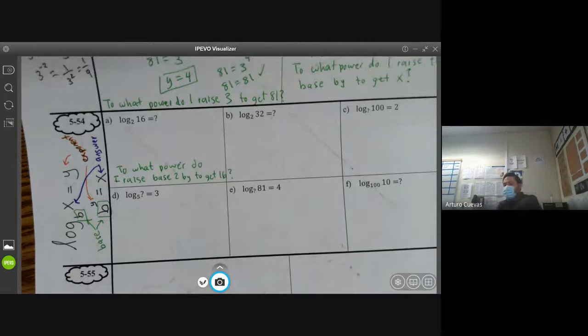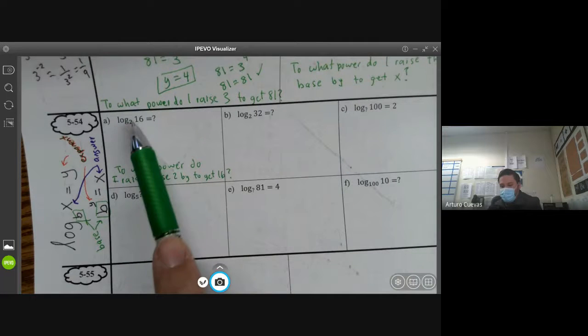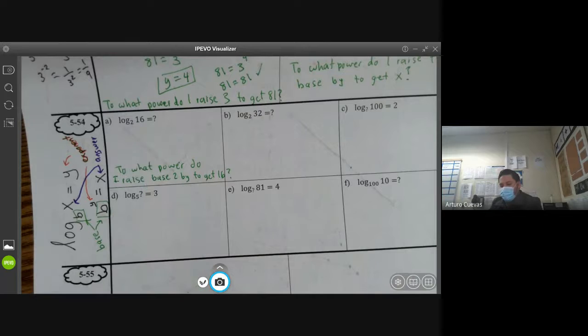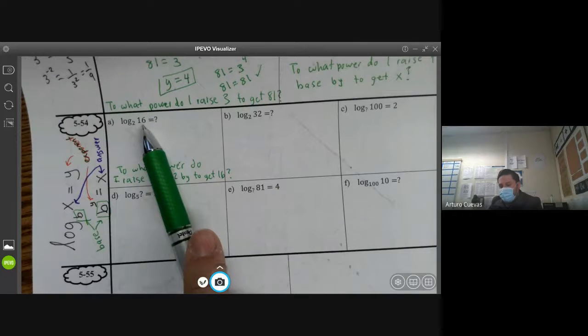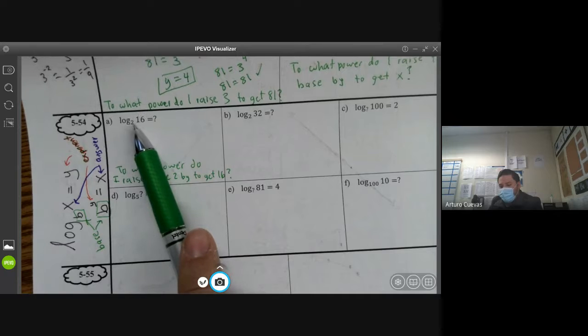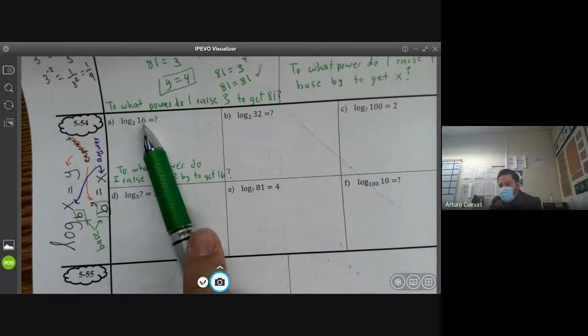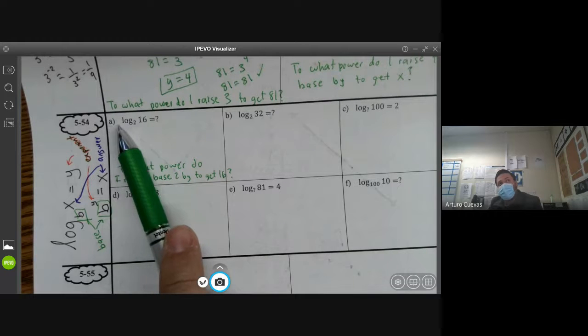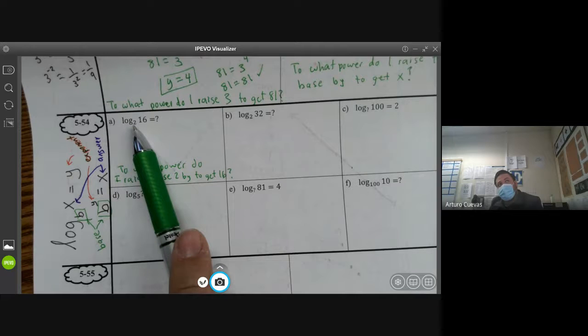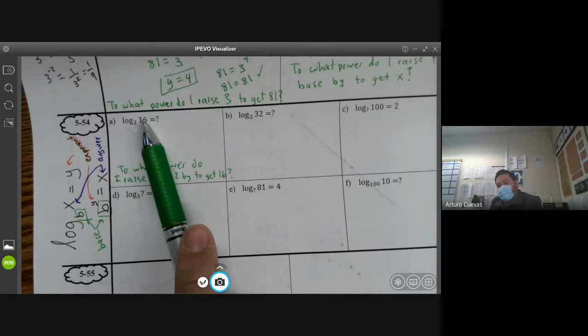Log is asking that question every time. To what power do I raise 2 by to get 16? Okay, say it with me. To what power do I raise 2 by to get 16? Log is asking that question. So when you see the word log, you have to ask yourself, to what power do I raise 2 by to get 16? Let me read the other ones.